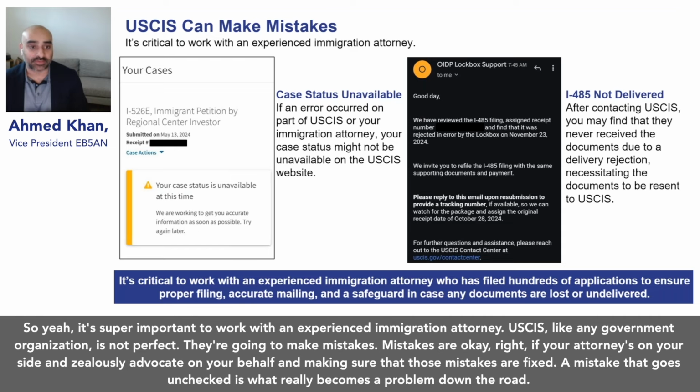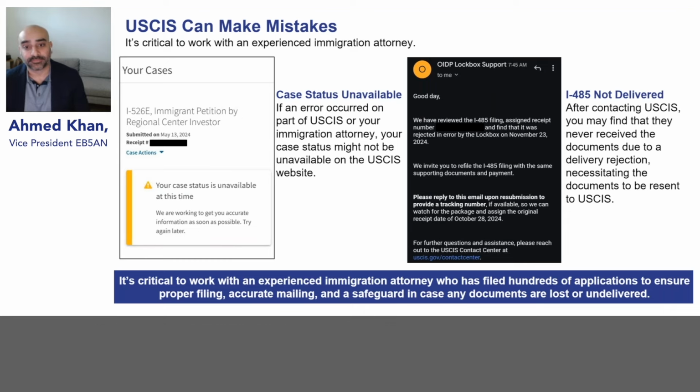So yeah, it's super important to work with an experienced immigration attorney. USCIS, like any government organization, is not perfect. They're going to make mistakes. Mistakes are okay, right? It's if your attorney's on your side, zealously advocating on your behalf and making sure that those mistakes are fixed. A mistake that goes unchecked is what really becomes a problem down the road.